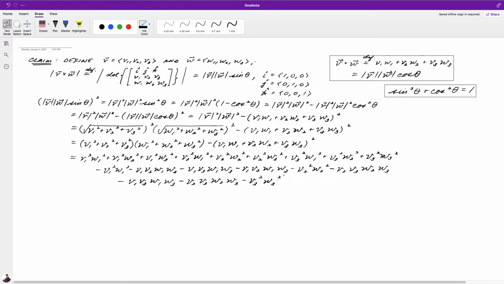Looks good. That looks very, very good. I've checked that very carefully, and I think we are good to go. So clearly, v1 squared w1 squared minus v1 squared w1 squared is going to go to 0. v2 squared w2 squared minus v2 squared w2 squared, that's going to go to 0. v3 squared w3 squared minus v3 squared w3 squared, that's going to go to 0. And we are going to have the following.